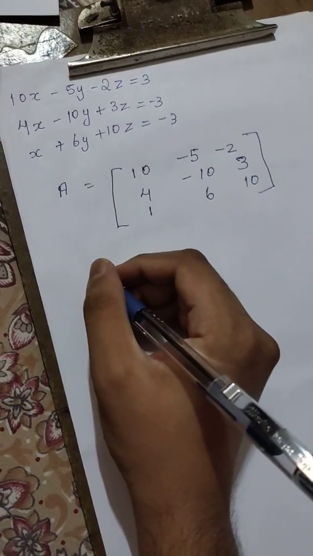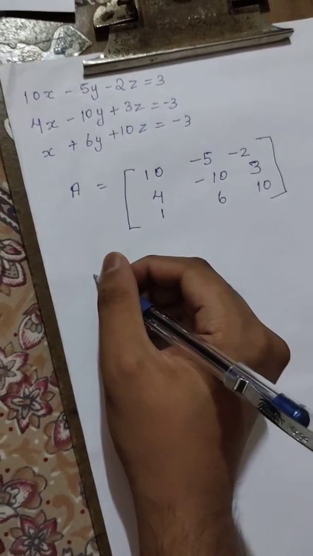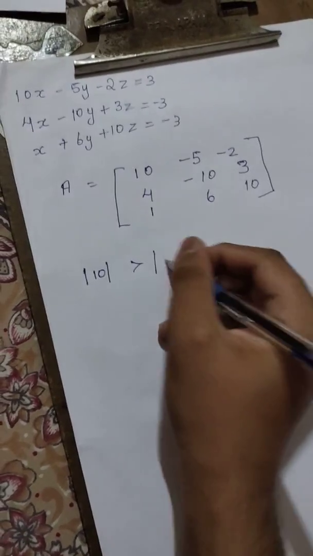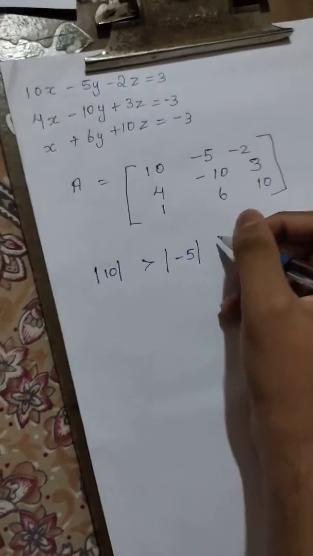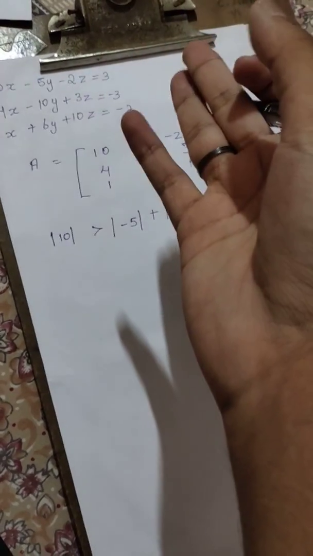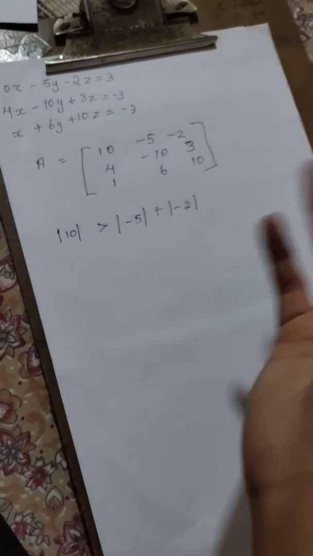So what is the given condition? The condition is that the diagonal element must be greater than the sum of the other two elements in the same row. For example, the diagonal element of the first row is modulus of 10, so it must be greater than modulus of minus 5 plus modulus of minus 2. Obviously 7 is lesser than 10, so we can say that in the first row, the x diagonal is greater than the other two elements in the same row.